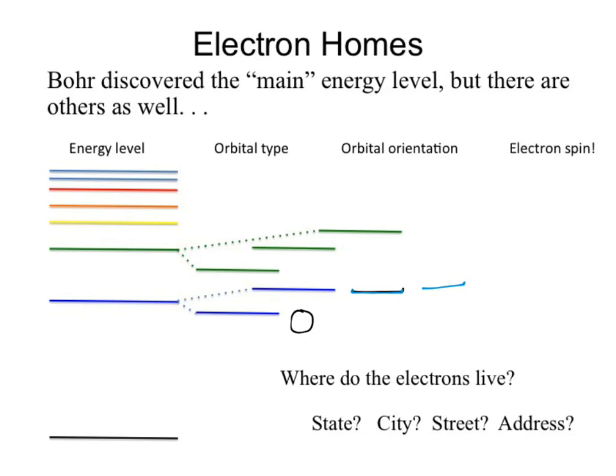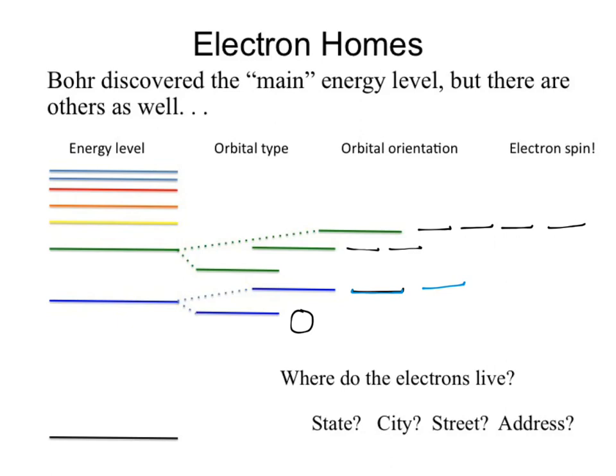If we move up to the third energy level, we start with our sphere, which has one orientation. The next one up would be the three orientations. The next one up would be five orientations. One, two, three, four, five. Okay. Let's start to build.